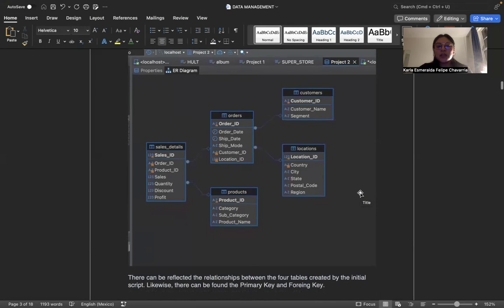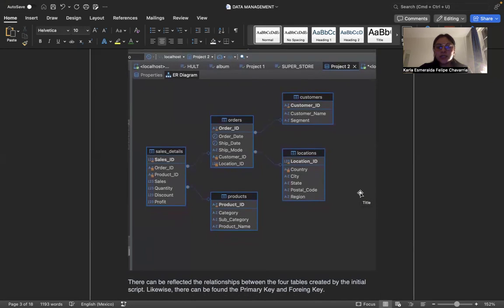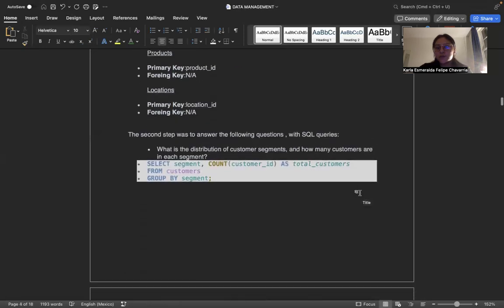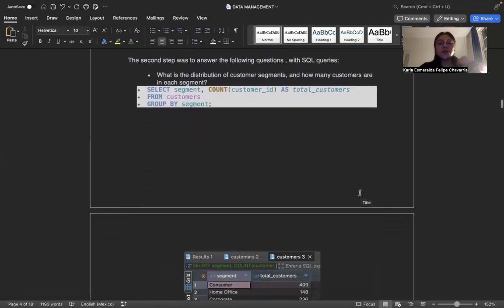Something I would like to say is that this was very helpful for me, because I had the chance to see whether the information that I wanted in one column or one query was in that table or not, and what I needed in order to do that. Going straight to the queries, the first question is the distribution of the customer segments and how many customers are in each segment.